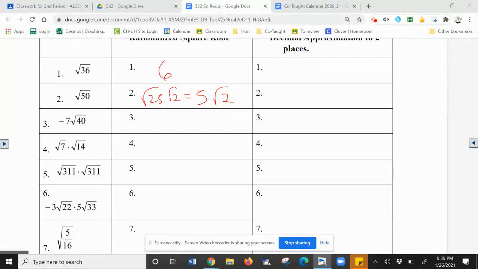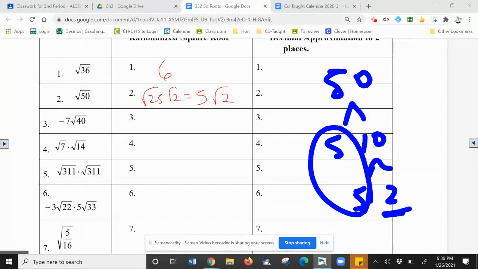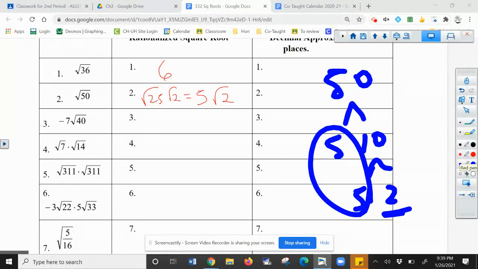Another way of looking at these things, you could instead take 50 and break it down and say 5 times 10 and 5 times 2. And say, oh, since I have the square root of 5 times the square root of 5, that's a 5 on the outside with the 2 on the inside because it's left over. You could do it like that too, if that's a preferable way for you to do it.